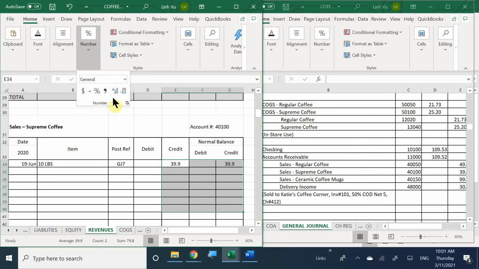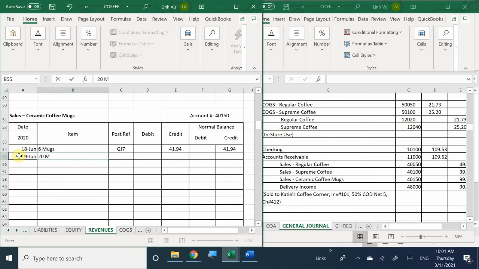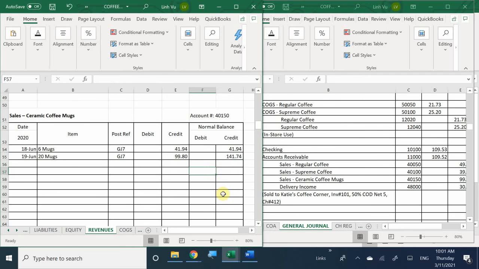We also sold coffee mugs, right? How many did we sell? 20. We sold 20 of them. And how much did I sell them for? $99.80. Okay. So therefore, what is my ending balance in my coffee mugs that I sold? 141.74. I'm gonna format this real quick. Okay. Good. 141.74.